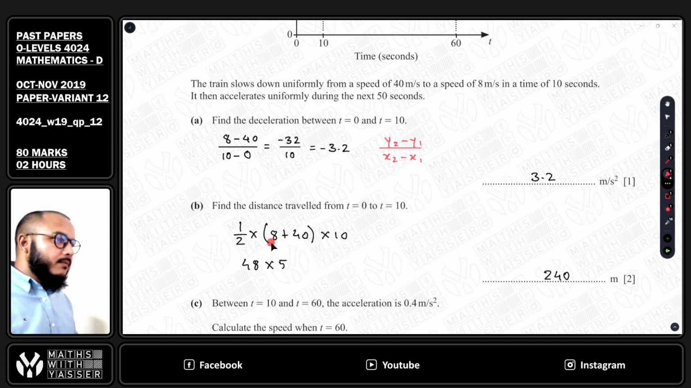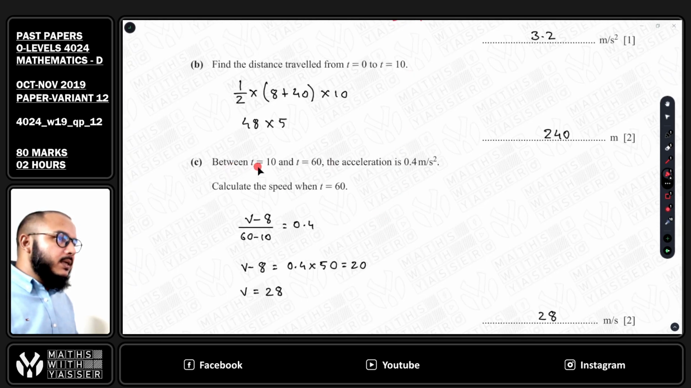That will give me 8 plus 40 is 48, and half times 10 is 5. So it will be 48 times 5. So 48 times 5 will give me 240 meters, and that is the distance traveled from t equals 0 to t equals 10.